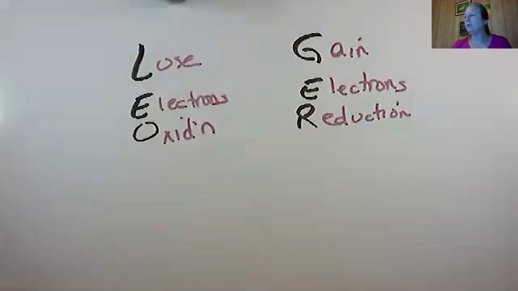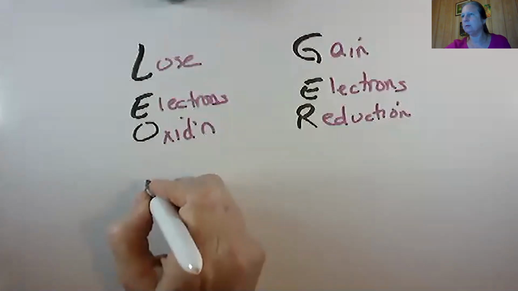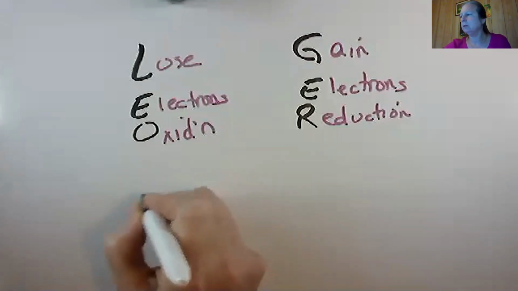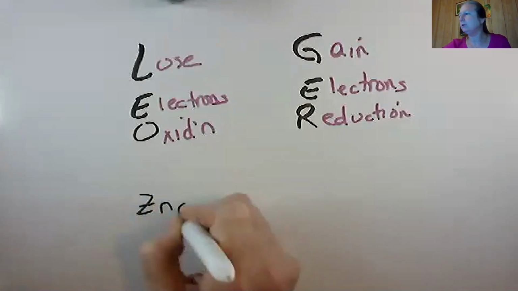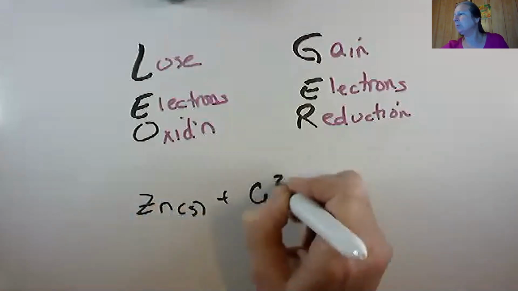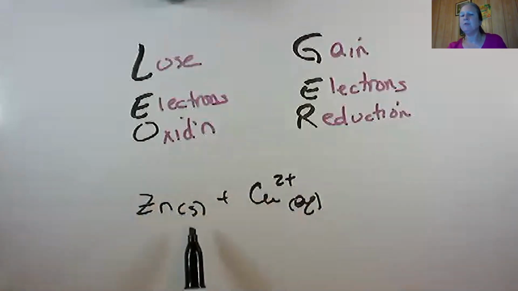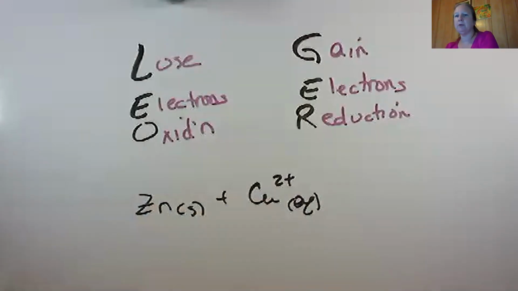When you lose an electron, so our example was zinc solid plus copper ion. Notice my phases, zinc is a solid. It's a piece of metal. But my copper is aqueous. It's an ion. It's in solution. If you do the lab, it'll be copper nitrate.